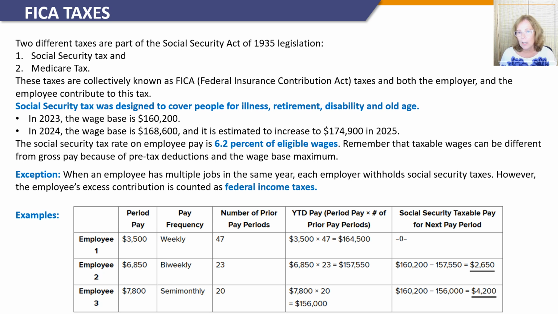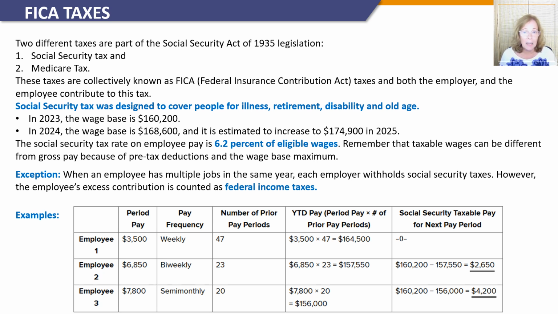These taxes are collectively known as FICA, Federal Insurance Contribution Act taxes, and both the employer and the employee contribute in equal parts to this tax. Social Security tax, formerly known as OASDI, was designed to cover people for illness, retirement, disability, and old age.